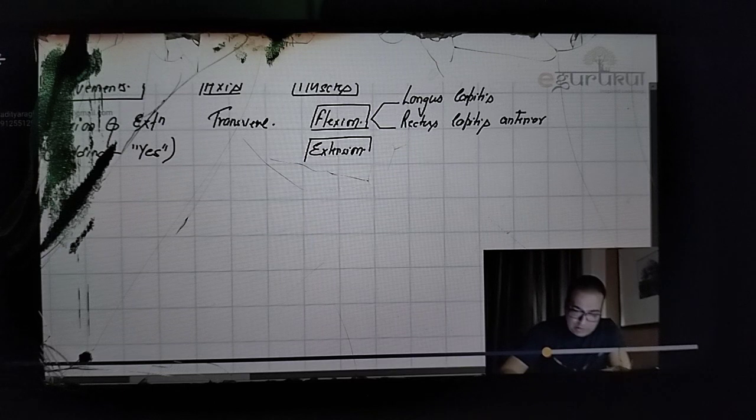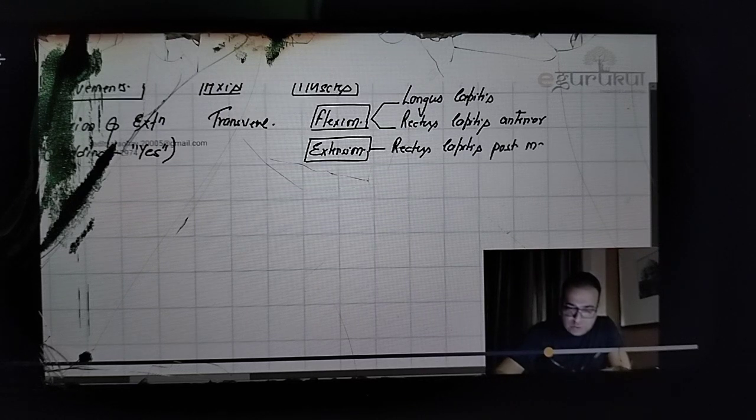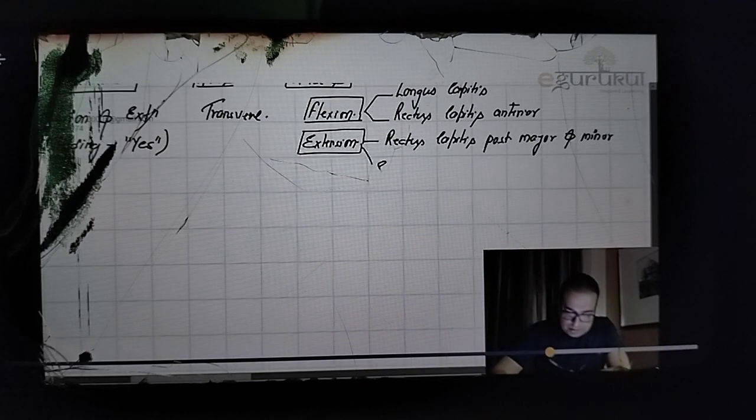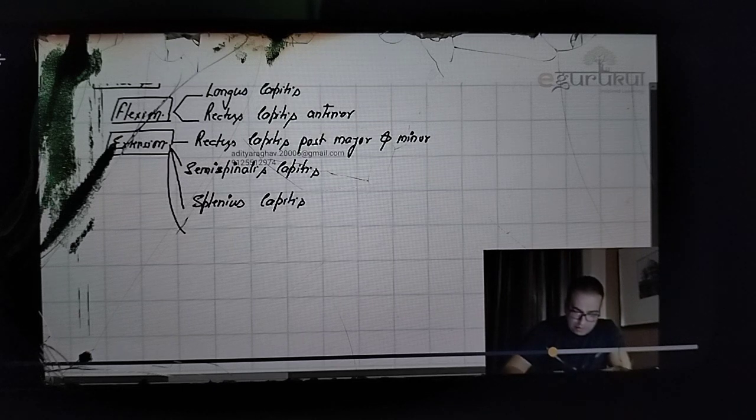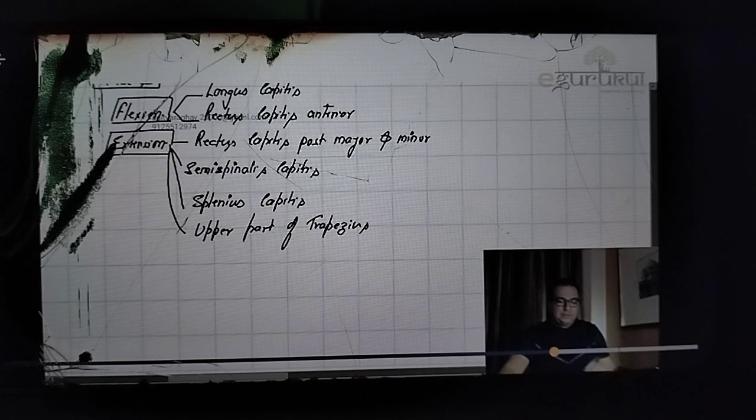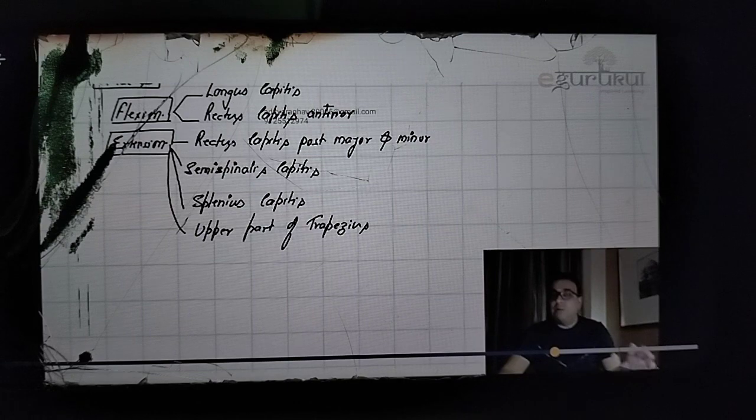Okay. What about extension? Extension, I told you, think of all the muscles which are present behind. The muscles present behind were rectus capitis posterior, both major and minor. The medial side was minor, lateral was major, so major and minor both. Then semispinalis capitis. I'll tell you something interesting about the semispinalis capitis. Splenius capitis. And if you remember, even the upper part of trapezius also. I've highlighted all those muscles to you and I'll send it immediately after the class. So rectus capitis posterior major and minor, semispinalis capitis, splenius capitis and upper part of trapezius, they're all helping the extension. They're all behind the atlanto-occipital or occipital condyle.